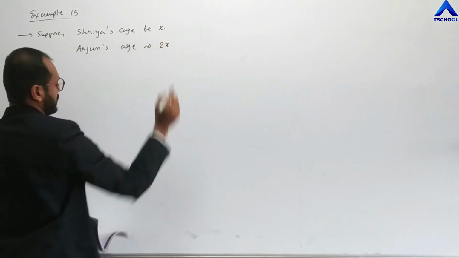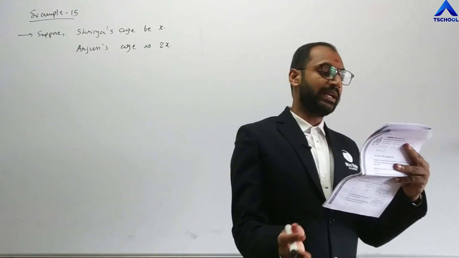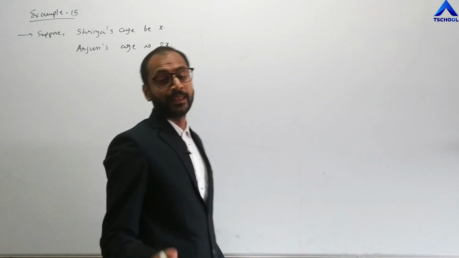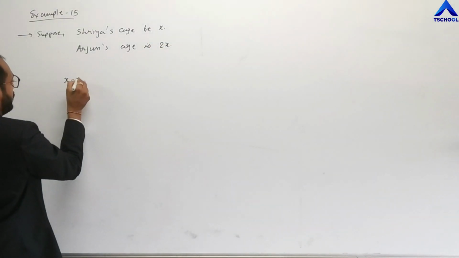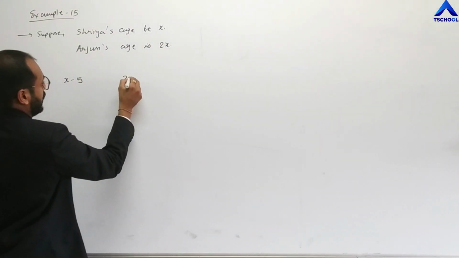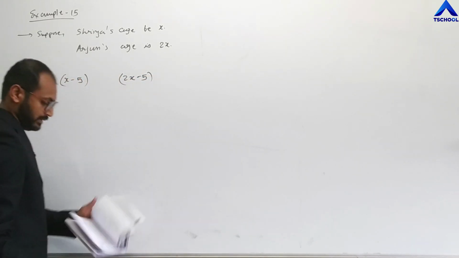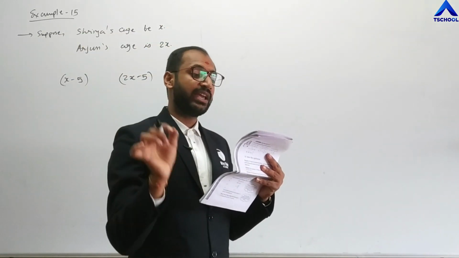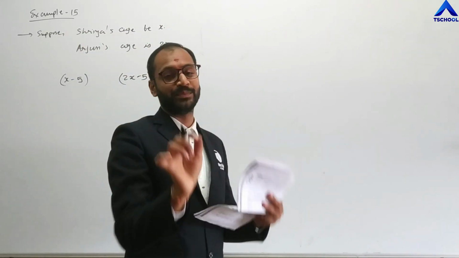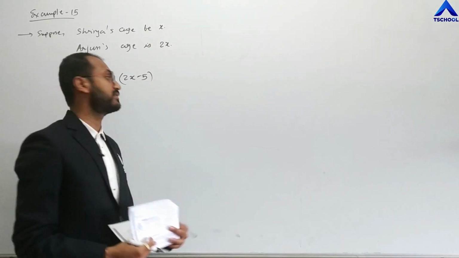Is 2x. Then 5 years ago his age was 3 times Shreya's age. So 5 years ago, that means we should subtract 5. That means x minus 5 and 2x minus 5. And which type of relation is given here? 5 years ago his age, that means Arjun's age was 3 times the Shreya's age.